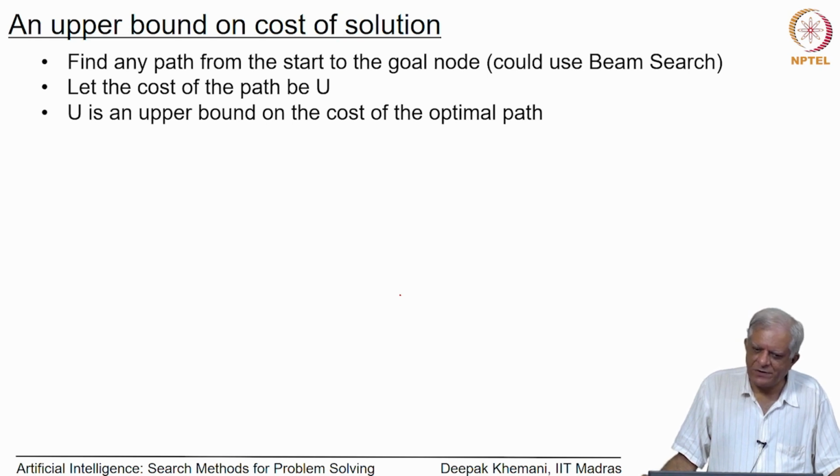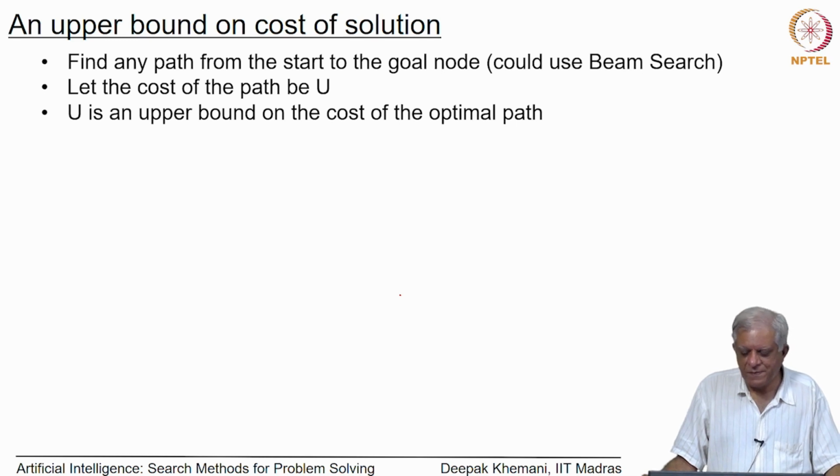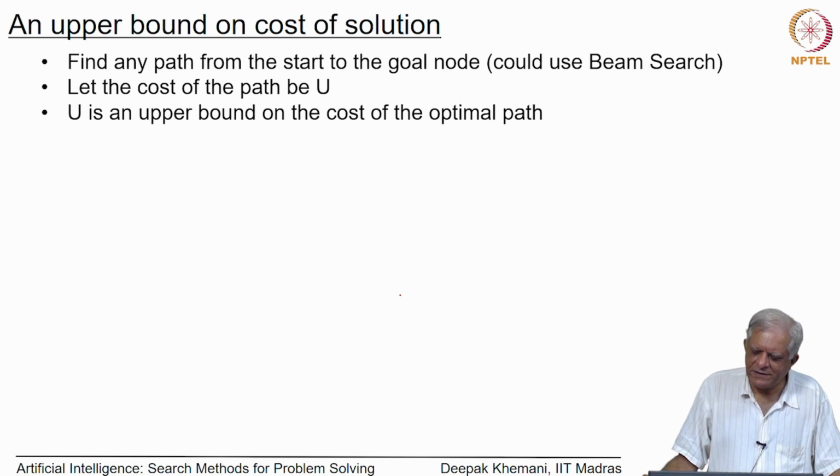The optimal path is going to be less than or equal to u, but more importantly, any node which has an f value greater than u can be ignored. And again, the reason for that is that f values are underestimates of the actual cost.